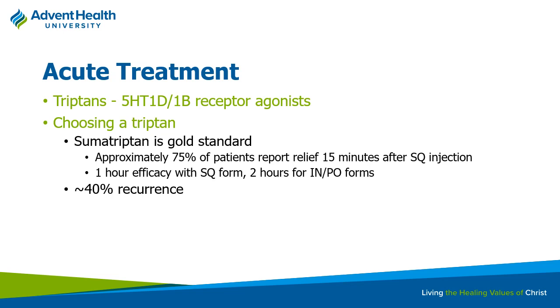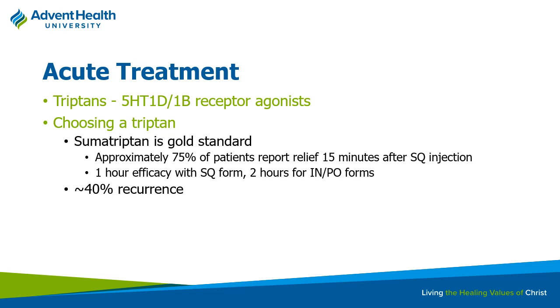But anyway, usually sumatriptan is the gold standard because it was the first one we had out. We have the most experience with it. It's also the cheapest out of the bunch, so that's why we like to go with that one, generally first line. Just know that some patients are going to have recurrence. If they do, then you can consider switching to something else.